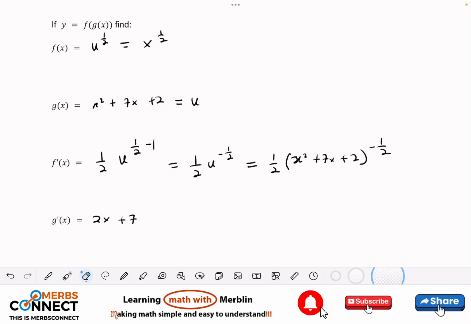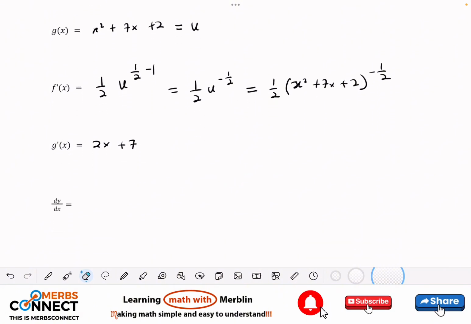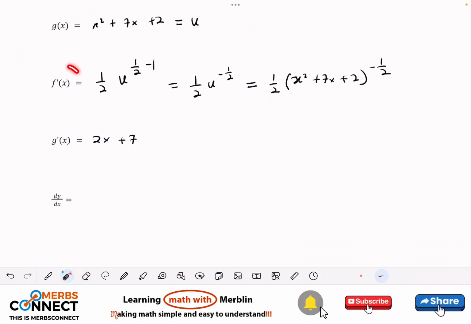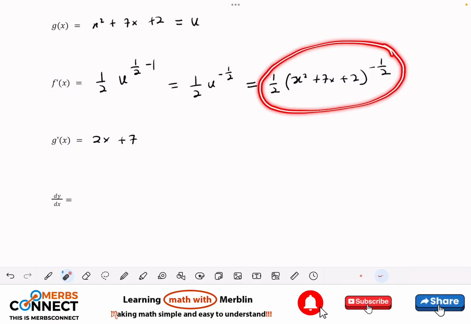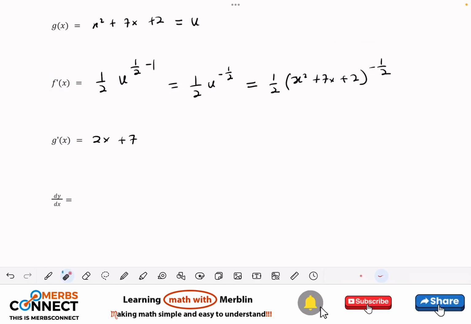But it's good for you to use the u so that you will know the type of variables that you are going to use. So now what I'm going to do is multiply f prime by g prime. So this times that. So I'm going to have 1 over 2 times x squared plus 7x plus 2 to the power negative 1 over 2, times 2x plus 7.